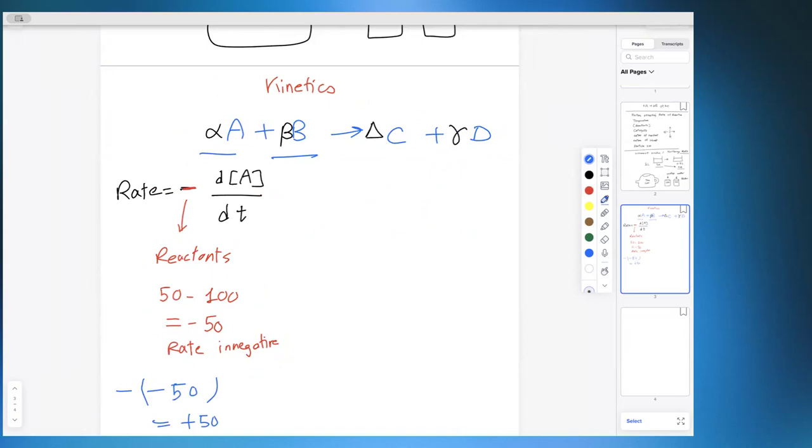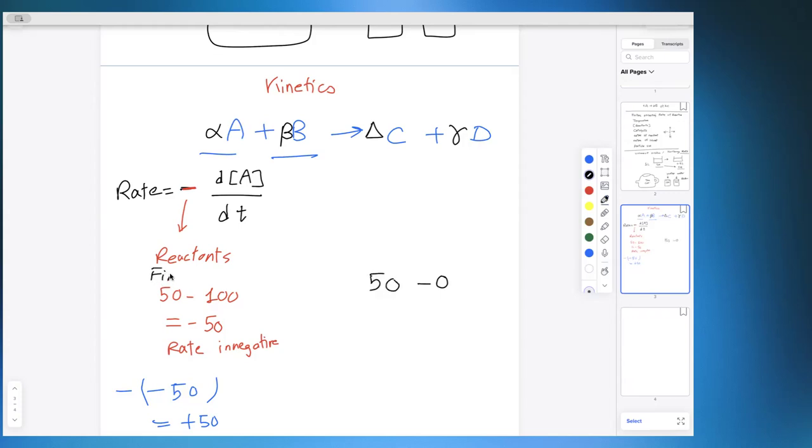So again, this negative, when I'm calculating the rate of the reaction for the reactants, I don't need to do this for the products, right? Do I need to do this for the products? No, I don't need to do this for the products. Why is that? Because for the products there is already a change, which is like I was 0 at the beginning and I become 50.